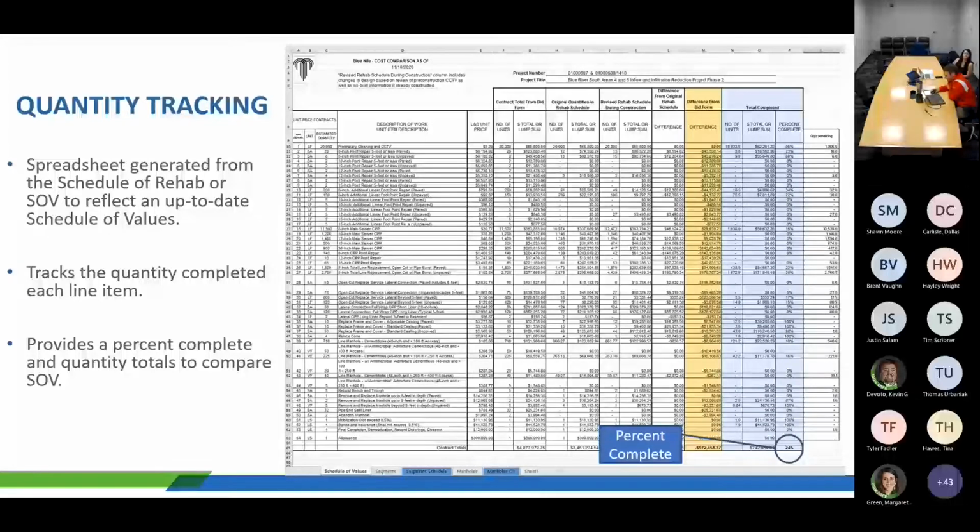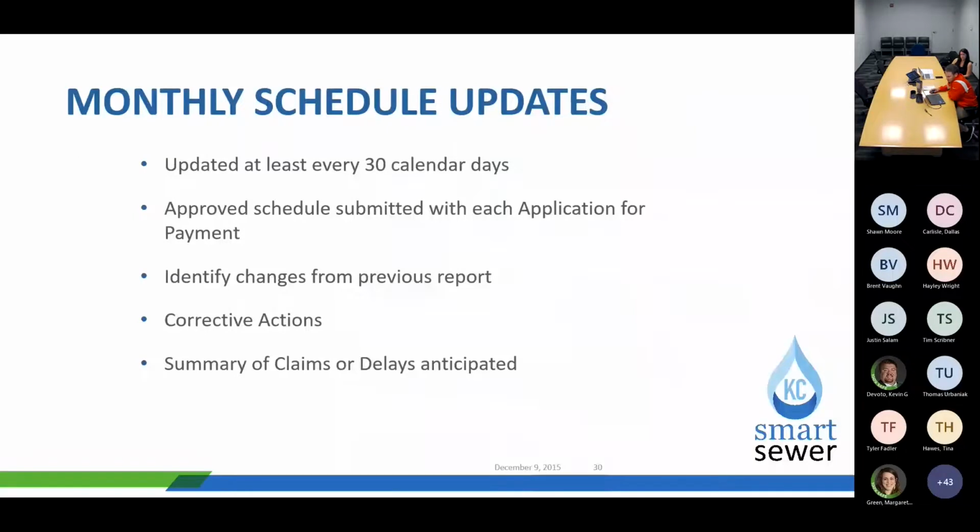It can also produce an up-to-date project quantity amount or percent complete of the schedule of values. As far as schedule reviews, on the RPR level, a lot of times you're dealing with the monthly schedule updates, which should be updated every 30 days. An approved schedule will be submitted with the payment application. So what we're asking is that the contractor uploads their monthly schedule updates a couple weeks before they're anticipating uploading their payment application.